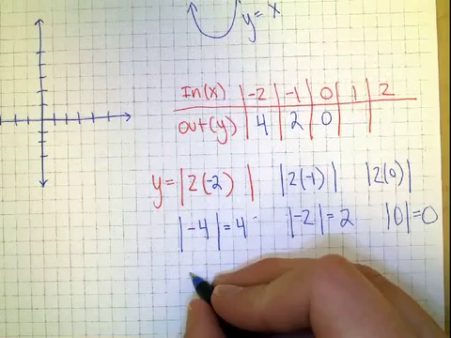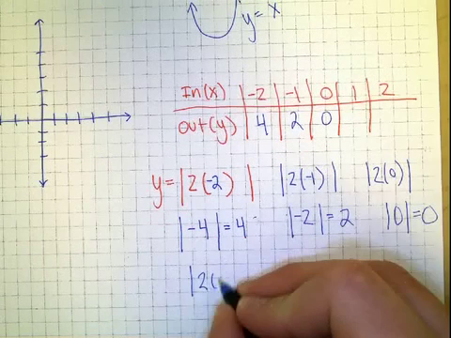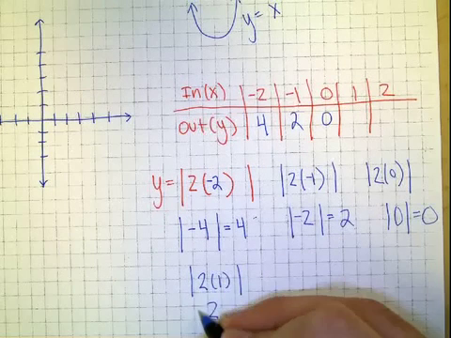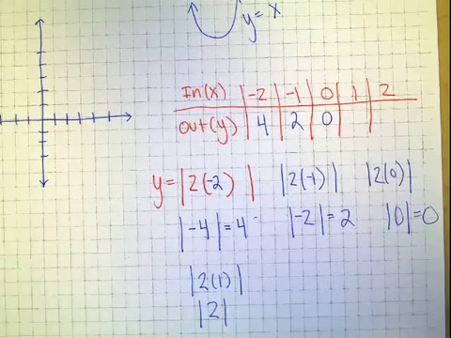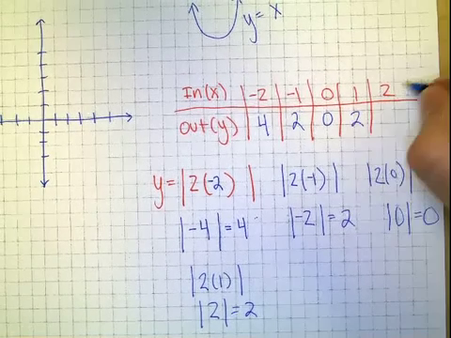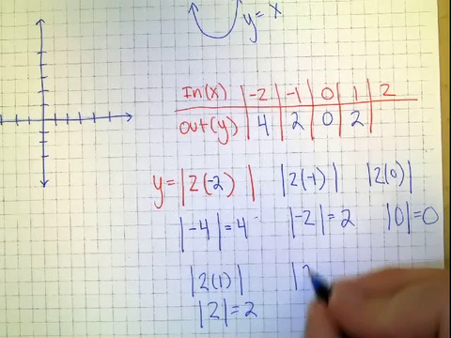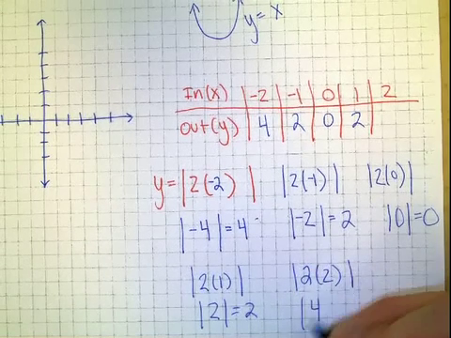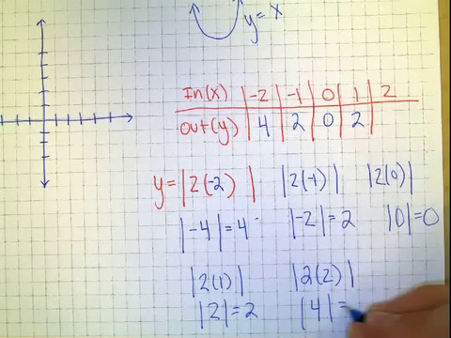For 1, we're going to have absolute value of 2 times 1. And 2 times 1 is 2. So we have the absolute value of 2. And how far away is 2? It's 2 away. And if we do the next number, it's going to be absolute value of 2 times 2. And 2 times 2 is 4. And the absolute value of 4 is 4.